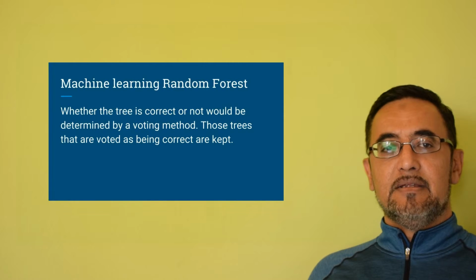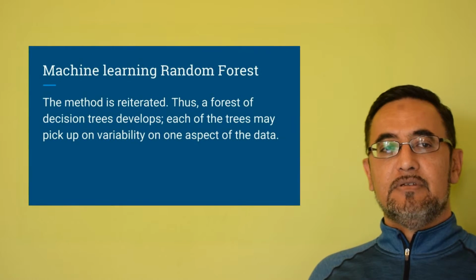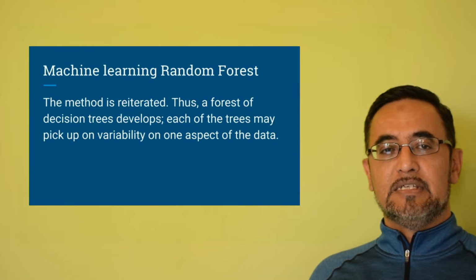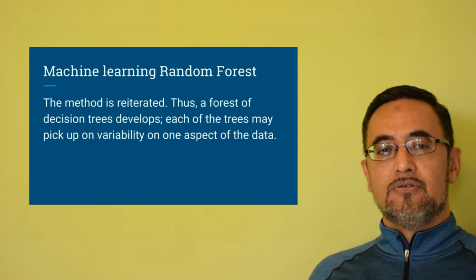This method is then reiterated. Thus, a forest of decision trees develops. Each of the trees may pick up on a variability of one aspect of the data. Random forest is very good with missing data, but is not so good with predicting beyond the scope of the data.